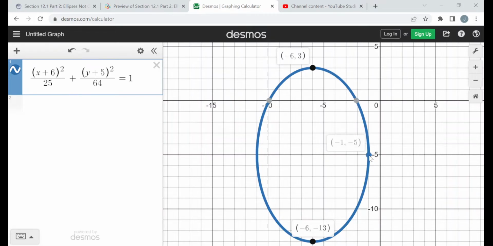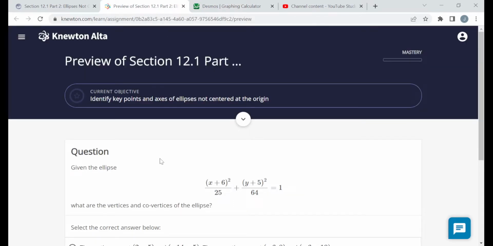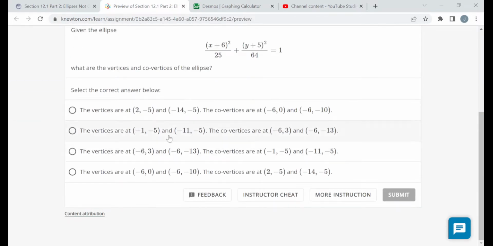And then you see the ends here. There's -1, -5, like I had, and then the other side, -11, -5. Those are the co-vertices, and that's what we're asked for. Oh, they're asking for vertices and co-vertices. So we said the vertices were at -6, 3 and -6, -13. The co-vertices are at -1, -5 and -11, -5. That's this option here.